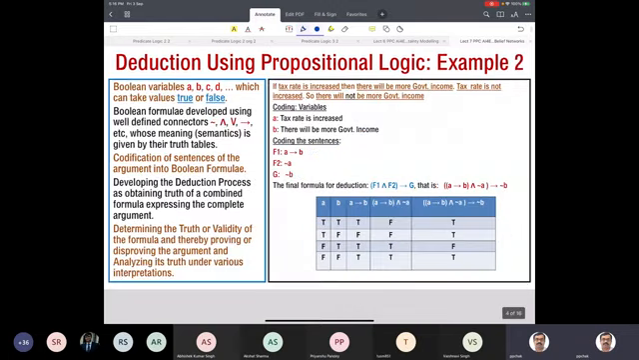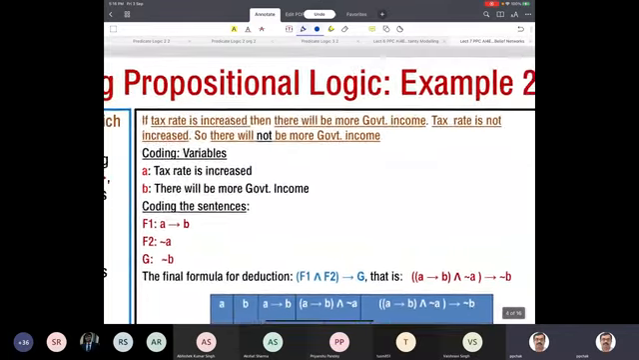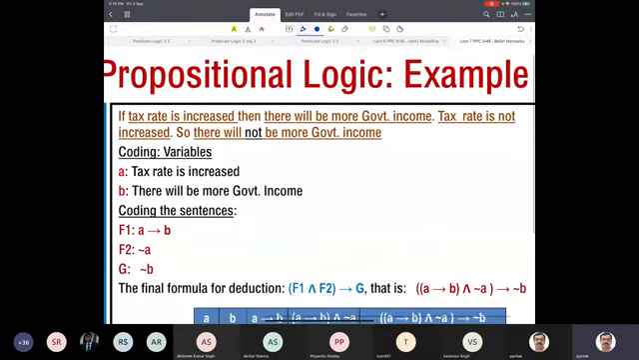So let us take another problem. The other statement I make is, if the tax rate is increased, then there will be more government income. Tax rate is not increased, so there will not be more government income. So based on this, given the first statement and the second statement, can I conclude this?